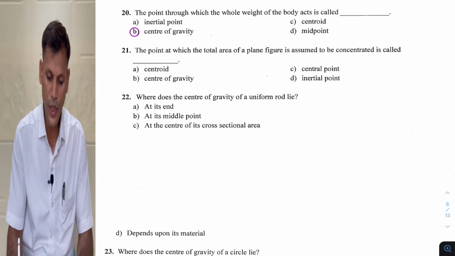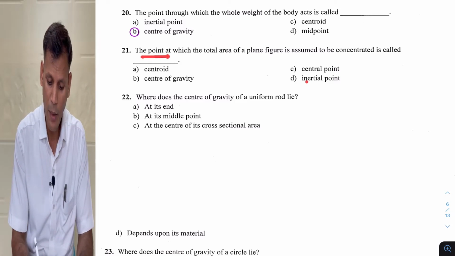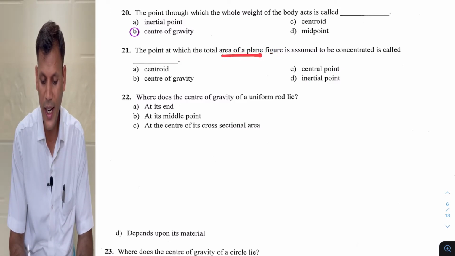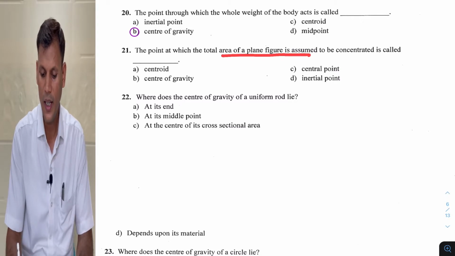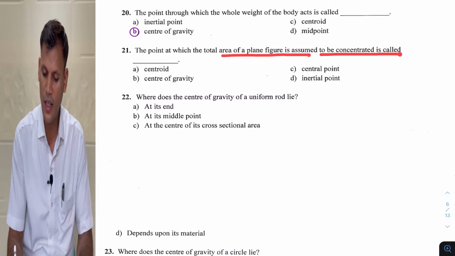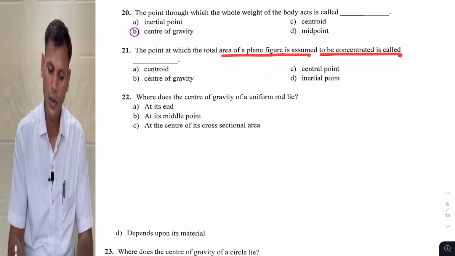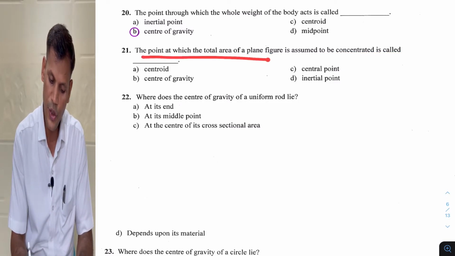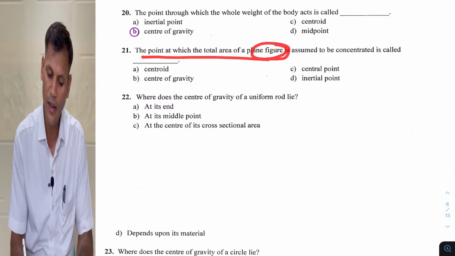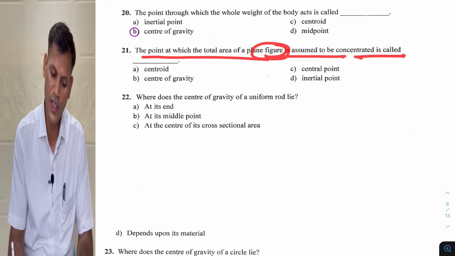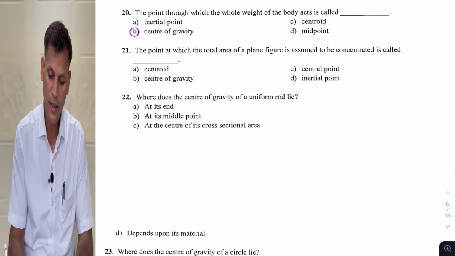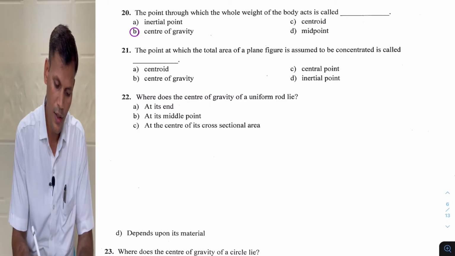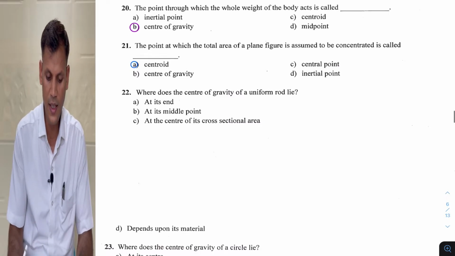Now question number 21. The point at which the total area of the plane figure is assumed to be concentrated is called... the point at which the total area of the plane figure is assumed to be concentrated is called the centroid. That is the centroid. Question number 21, its answer is A.